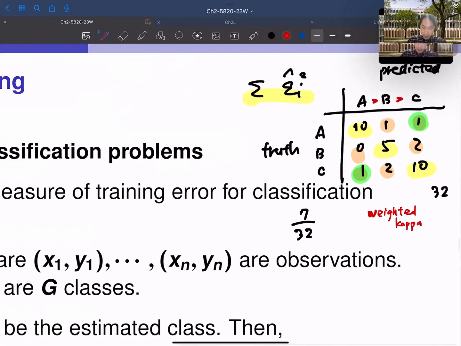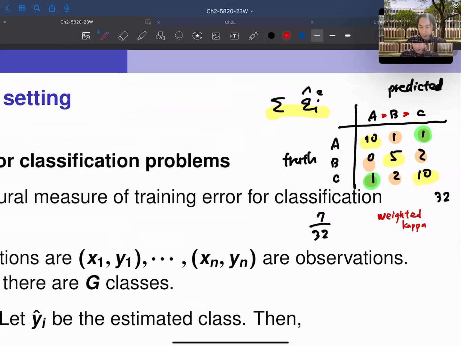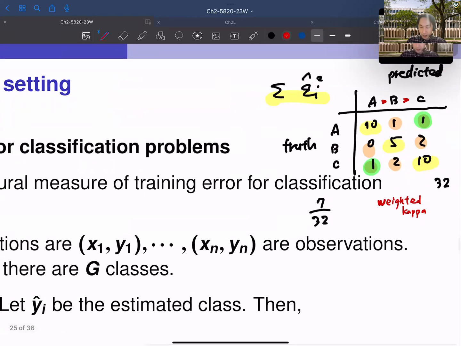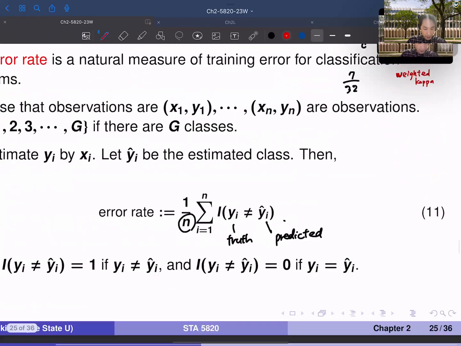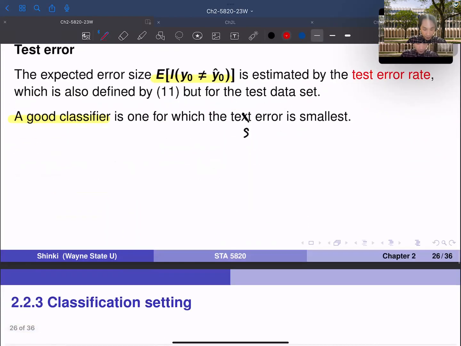Yeah, so such a criterion is possible. But if these categories A, B, C are just different categories with no order and no distance between each pair of points, then we can just use the error rate.